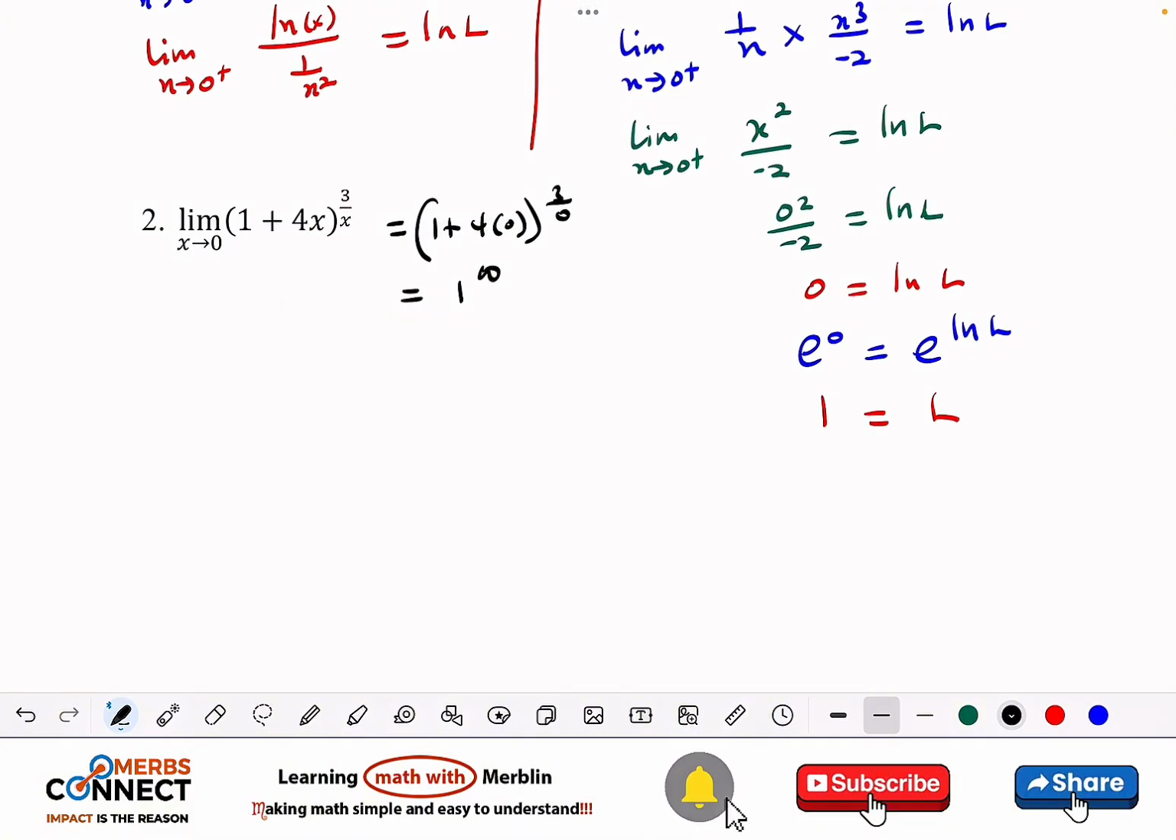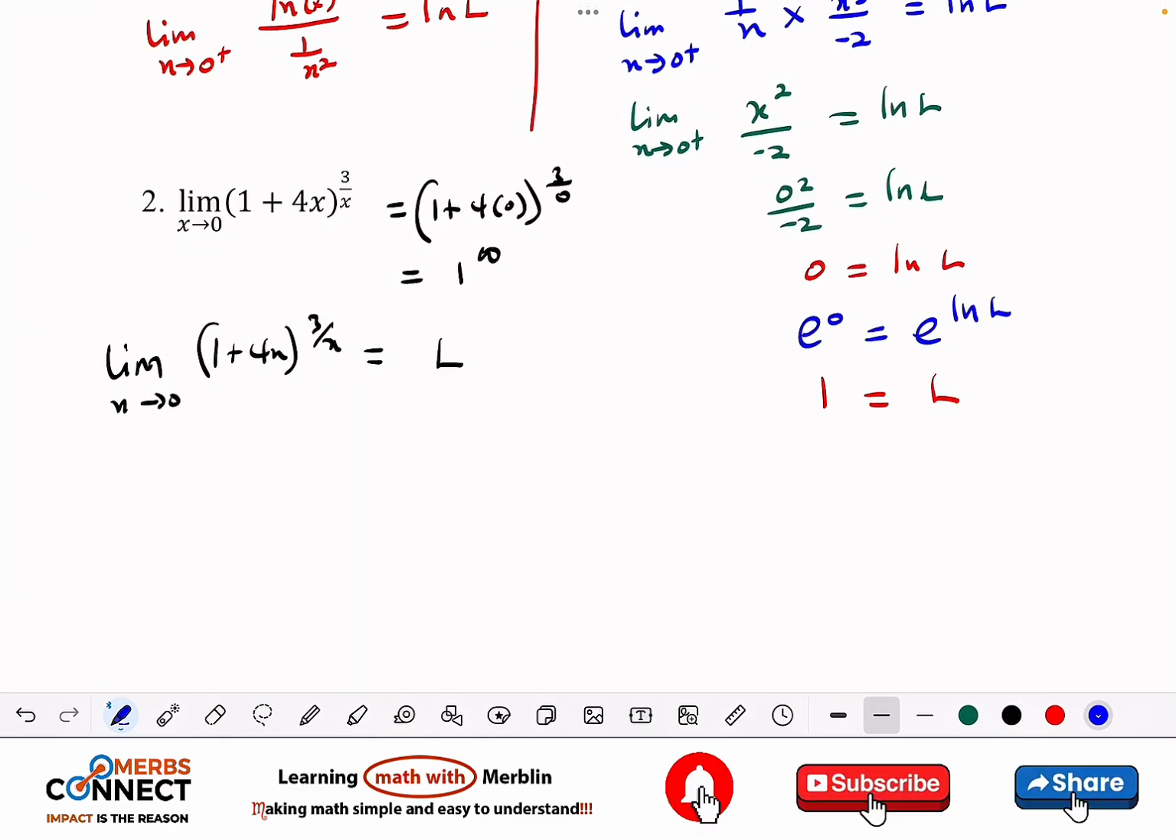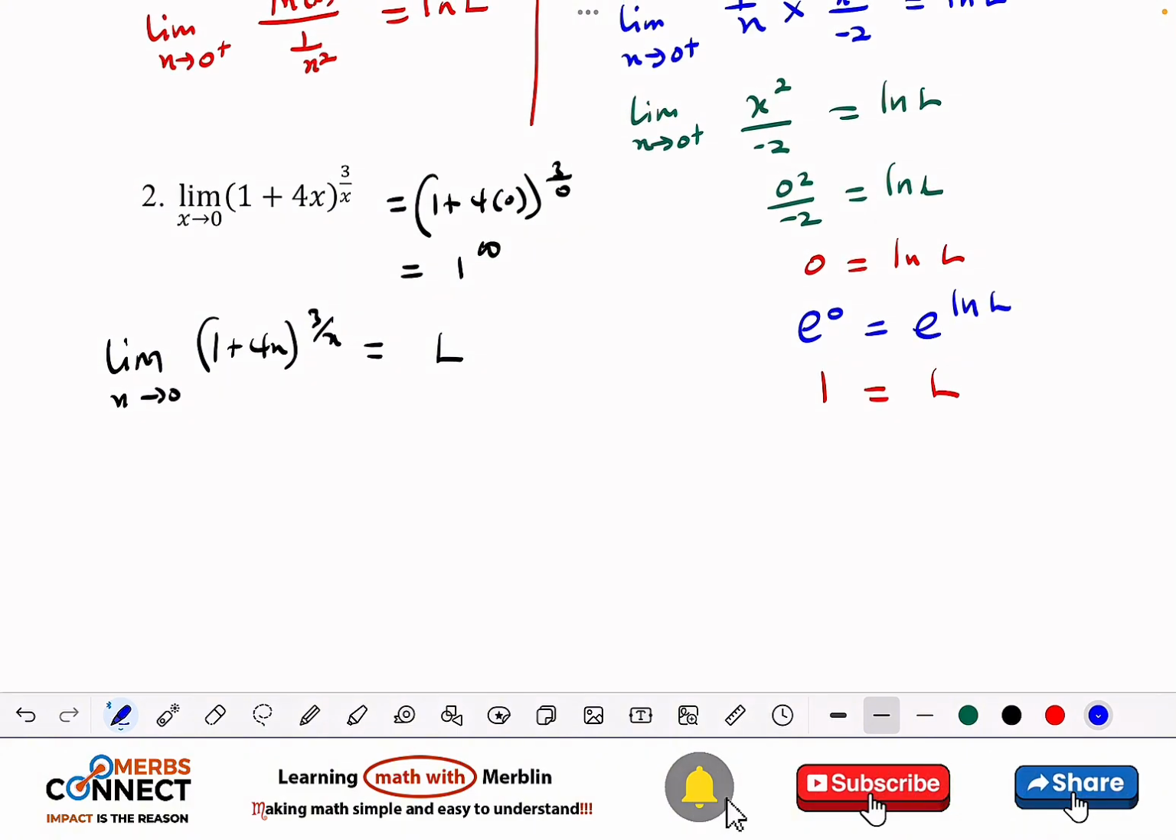So always we assume that we know the limit. So let me assume that the limit is equal to L. So 1 plus 4x to the power 3 over x is equal to L. So you go through the same process again. Pick ln on both sides. So limit x approaching 0, ln of (1 plus 4x) to the power 3 over x is equal to ln of L.